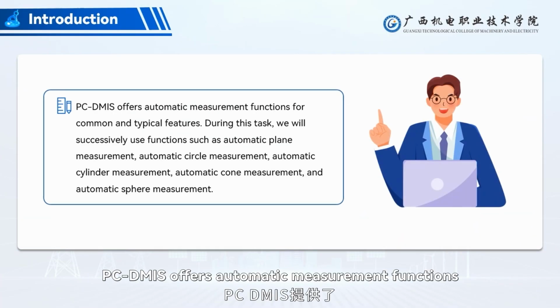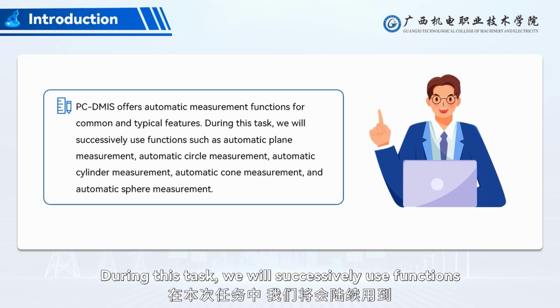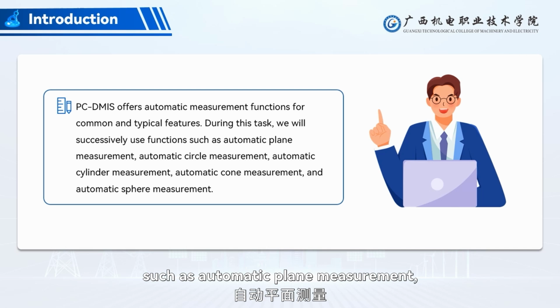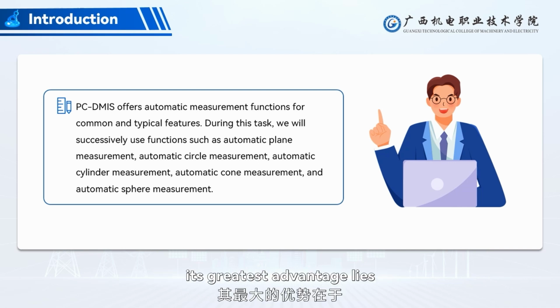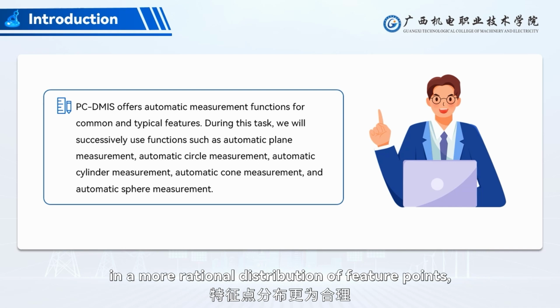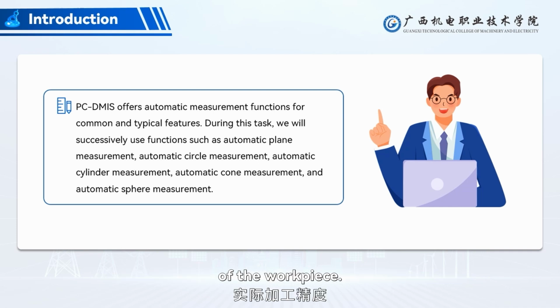PCDMIS offers automatic measurement functions for common and typical features. During this task, we will successively use functions such as automatic plane measurement, automatic circle measurement, automatic cylinder measurement, automatic cone measurement, and automatic sphere measurement. Compared to manual measurement, its greatest advantage lies in a more rational distribution of feature points, which better reflects the actual machining precision of the workpiece.